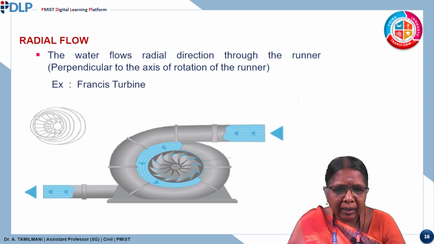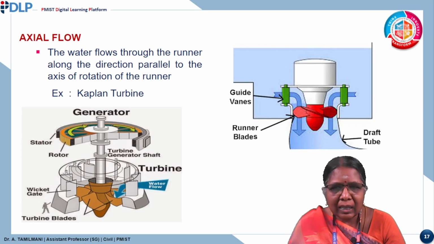Example, Francis turbine. Here we will see the water enters in the radial direction, that is perpendicular to the axis of rotation of the shaft, and it also leaves the turbine perpendicularly to the axis of rotation of the shaft. Example, Francis turbine. Next one, axial flow turbine.